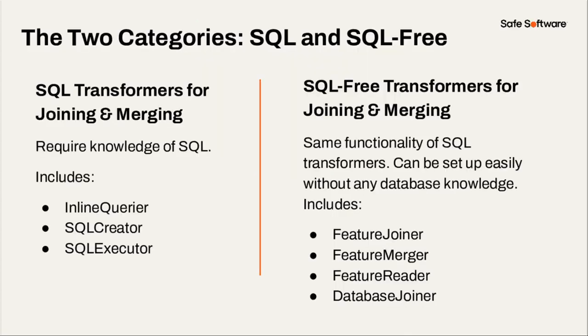There are 2 main categories in terms of selecting a transformer for your joining and merging needs. It's whether you would like to use SQL or you would like to not use SQL. On the left-hand side, SQL transformers include things like the InlineQuerier, the SQLCreator, and the SQLExecutor. And on the right side, you have choices like the FeatureJoiner or FeatureMerger, and the FeatureReader and DatabaseJoiner.